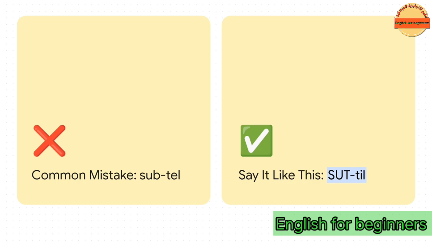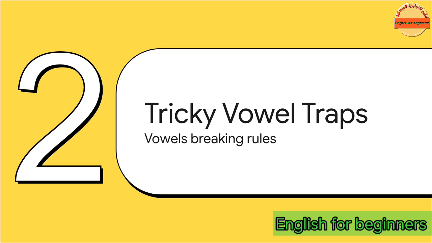The difference is, well, it's subtle. See? Dropping that hard B sound just makes the whole word flow so much better. Subtle. So silent letters are one thing, but it's not just consonants that are out to get us.